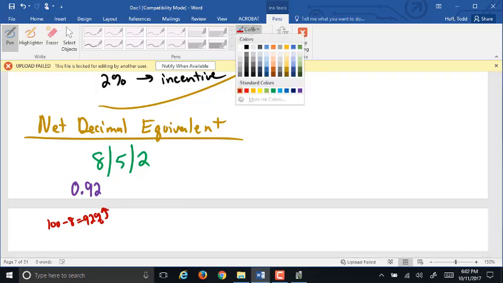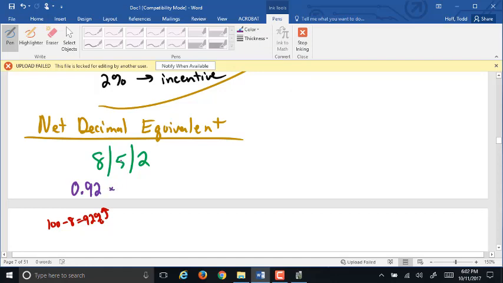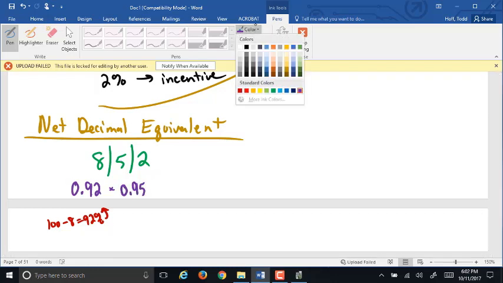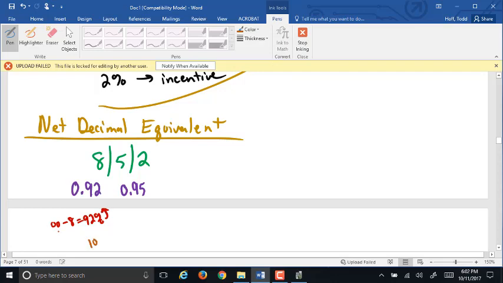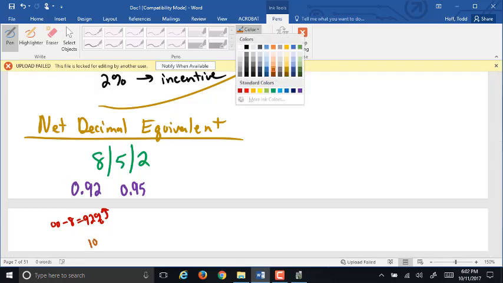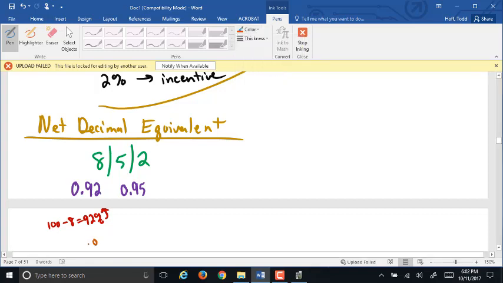What would be the net equivalent for the 5%? 0.95. That one would be 100 minus 5% equals 95%, and we move the decimal to make it a rate.